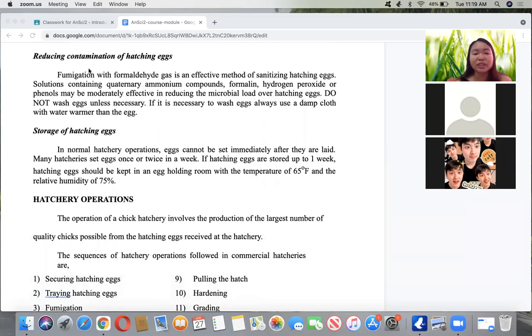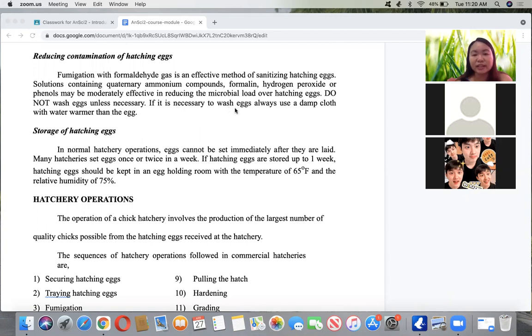And also, you should reduce contamination ng hatching eggs. So, mag-fumigate usually ng formaldehyde gas as effective method ng sanitizing hatching eggs, or solution containing quaternary ammonium compounds, formalin, hydrogen peroxide, or phenol. So, ito yung mga medyo toxic but moderately effective in reducing the microbial load over hatching eggs.